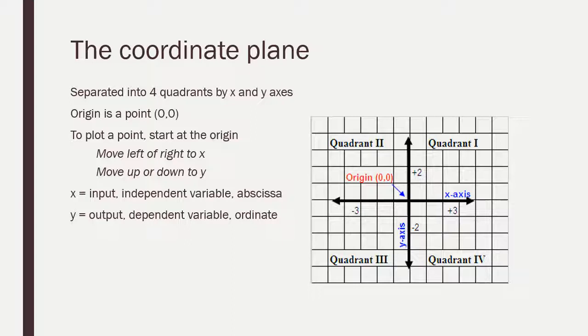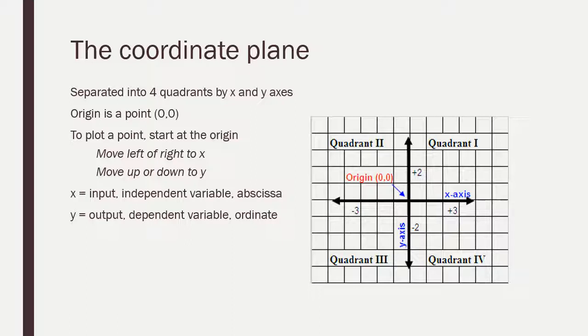Starting in the upper right, quadrant 1 is where both the x and y values are positive. Going counterclockwise around the origin is quadrant 2, where x's are negative, quadrant 3, where both x's and y's are negative, and quadrant 4, where only the y's are negative.